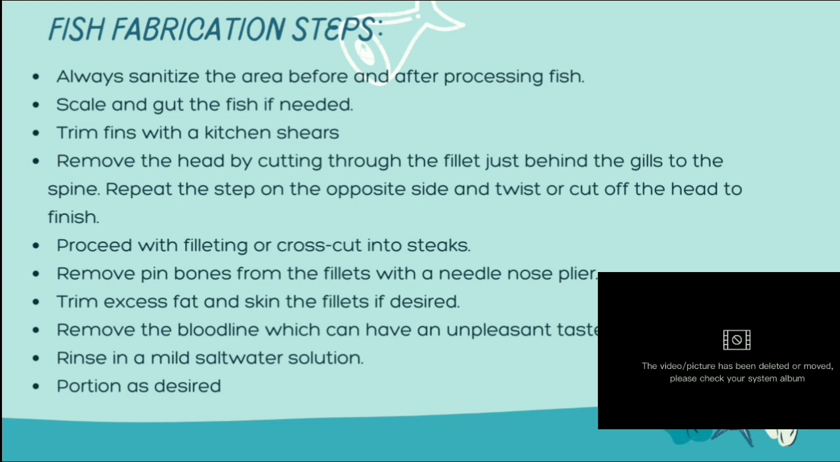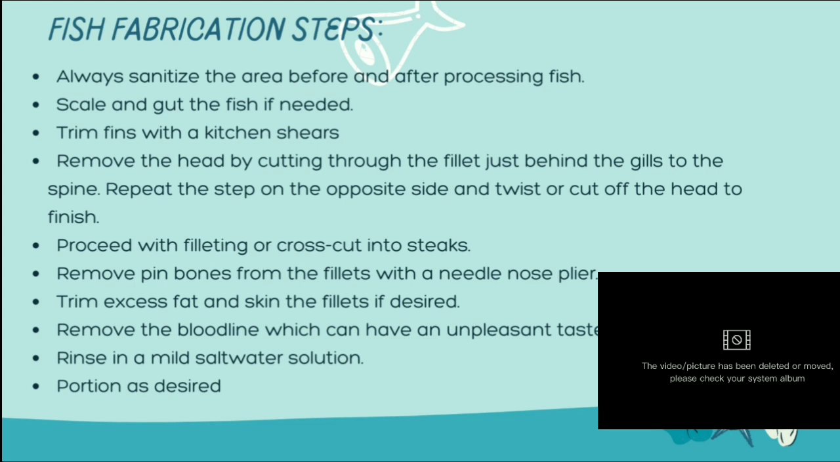Number 2, scale and gut the fish if needed. To prevent decomposing from spoiling the flesh, it is usually recommended that you gut your fish before storing or cooking it. Number 3, trim fins with kitchen shears. Remove the fins with your kitchen shears. You're going to snip all of these fins off as close to the body as you can. Note that the dorsal fin in particular can have some very prickly bones in it, and trying to scale the fish with it still attached can lead to injury.